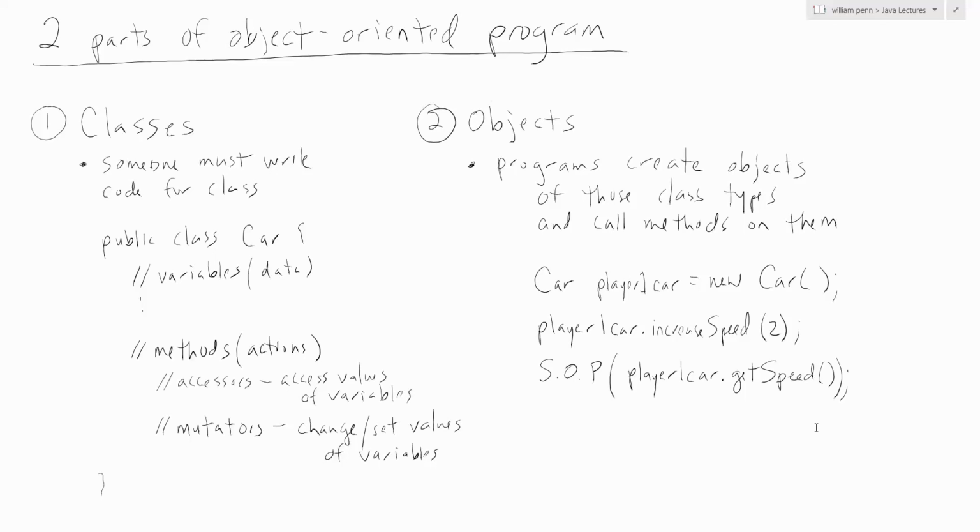Okay, so get speed is certainly an accessor. As a matter of fact, a lot of people call accessor methods getters, because the whole point of them is to go get the value of something. So get speed just says, I'm going to go get the value, or access the value, of a particular car's speed.